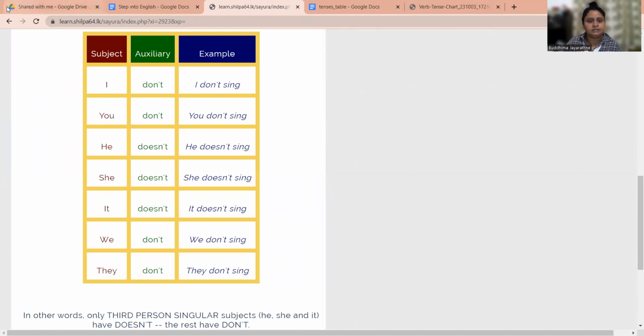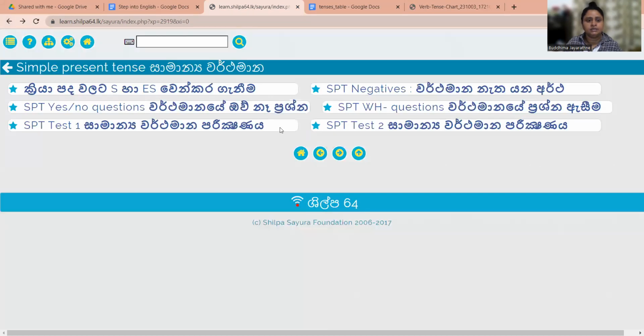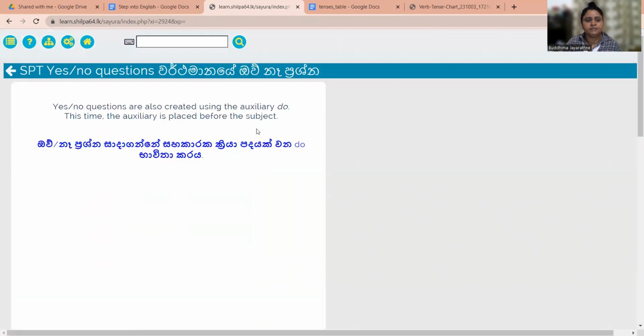So that is the negative sentence. And let us see questions in simple present tense. When we make the questions in simple present tense, either you can give yes or no answers. That's enough, right? So yes, no questions are also created using the auxiliary. So we learned when we're talking about the verbs, the do is an auxiliary. It helps the main verb. It's a supportive verb. It's a helping verb or a modal auxiliary.